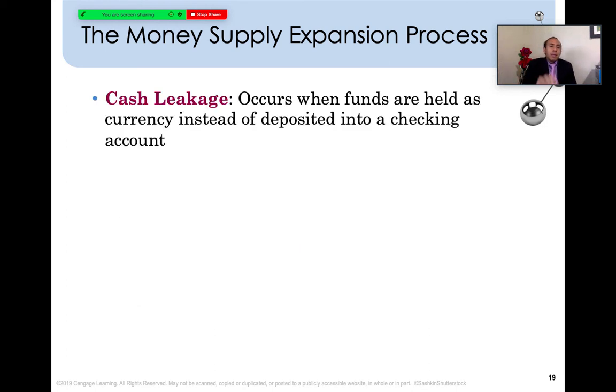Now, the money supply can also suffer from what is called a cash leakage, which occurs when the funds are held as currency and not deposited into an account, or if you send it somewhere else. For example, if you don't spend it in your local economy and you send it to a different part of the world, or you just keep it safe, or you just do not deposit the same amount, it's a cash leakage.